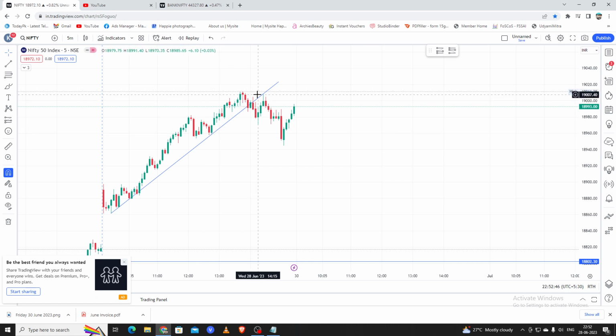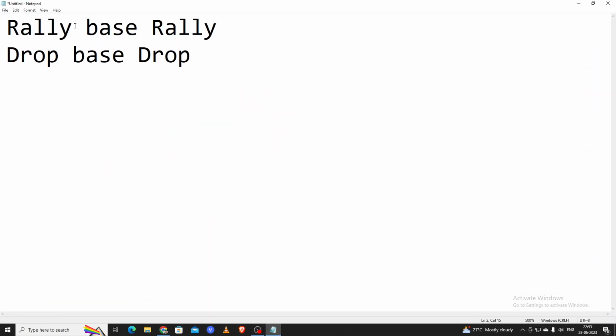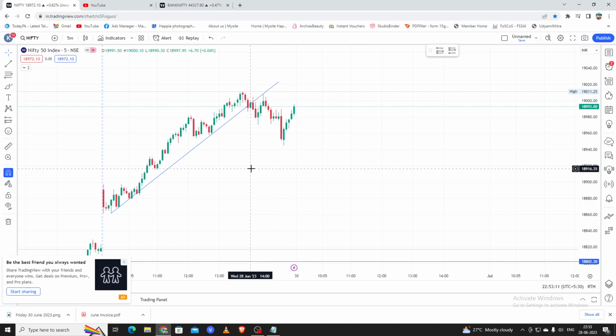With the strategy I'm sharing right now, we will know this candle is not advising us to go and get into PE. Instead, we can look for a CE opportunity from here. I'll tell you how. This strategy is called rally base rally. Simply, I'll tell you.